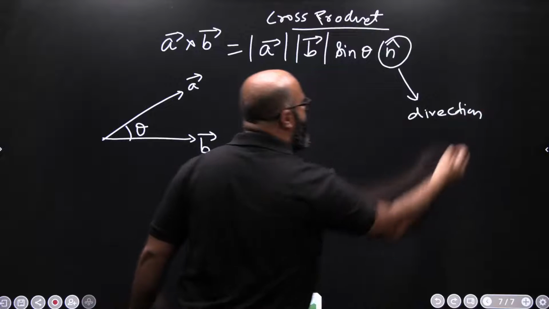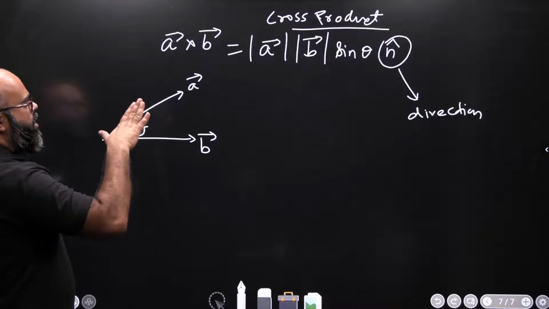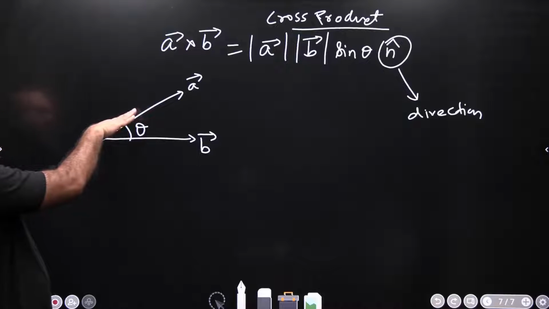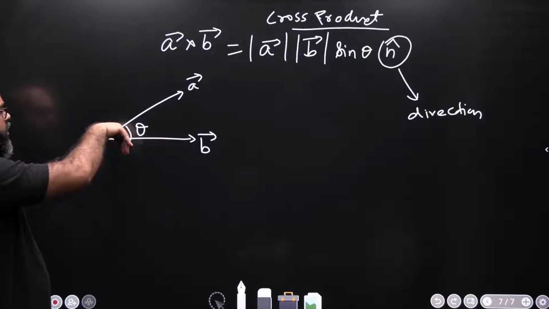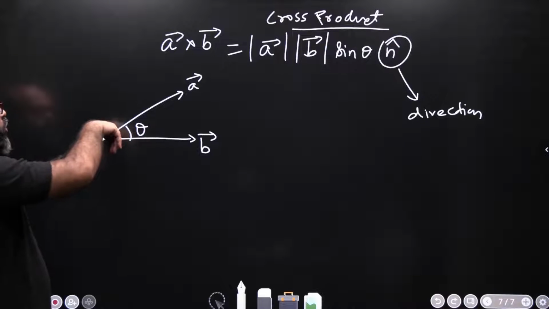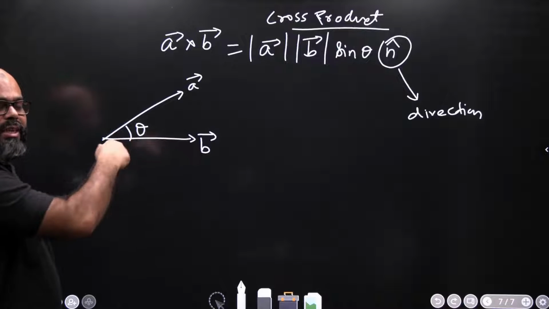So how do you define that? For that we have to use the right hand thumb rule. We place our hand like this on the first vector A and then move it towards B like this. Then the thumb will point towards the direction of the cross product resultant. So it is inside this plane of the board. This is the direction. It is perpendicular to both A and B, that is, inward.